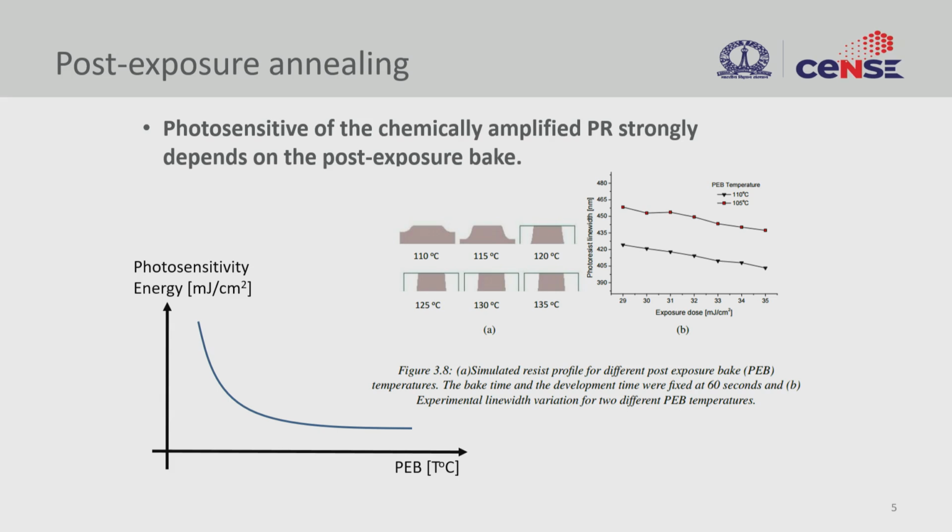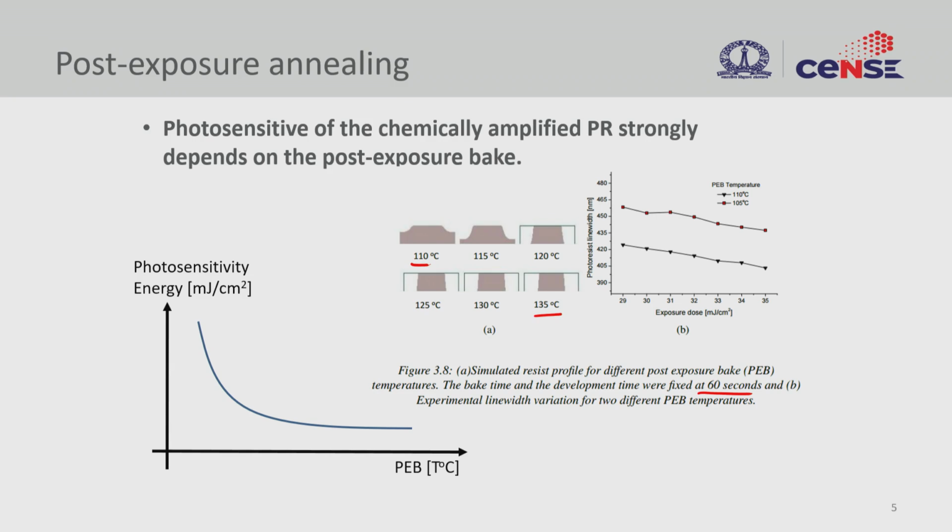So after exposure, you are going to bake the material, right? Because that's what makes this chemical reaction accelerate. And here an example of a temperature is given, right? So after exposure, you bake at 110 degrees C through to 135 degrees C. Let's assume all of this is done for a minute, right? So when you increase the temperature, you can clearly see the pattern come out.